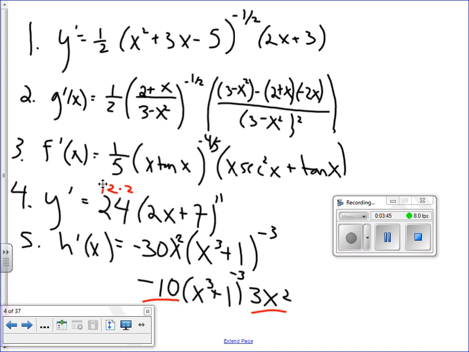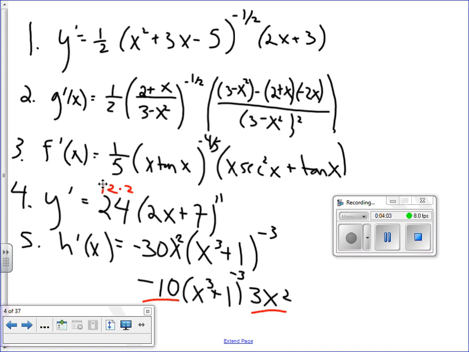If you don't have a negative 30 here, it's probably because you wrote it like this, your answer. But it's not wrong. It's just messy. All right? So if you got this, you got it right. I just didn't realize you could rewrite that.